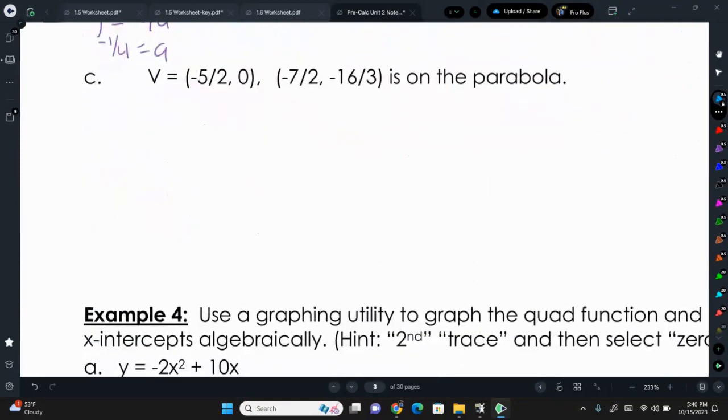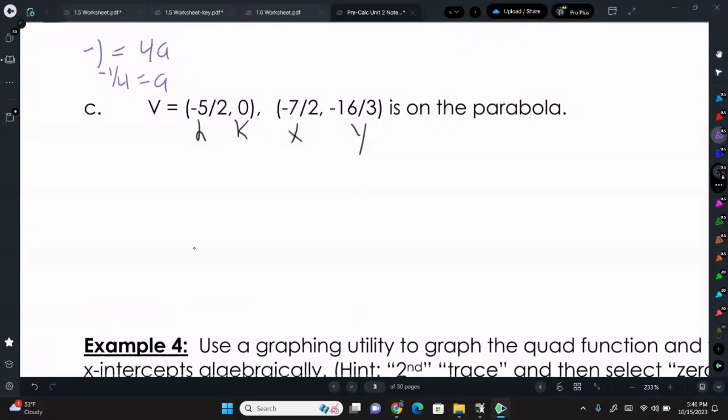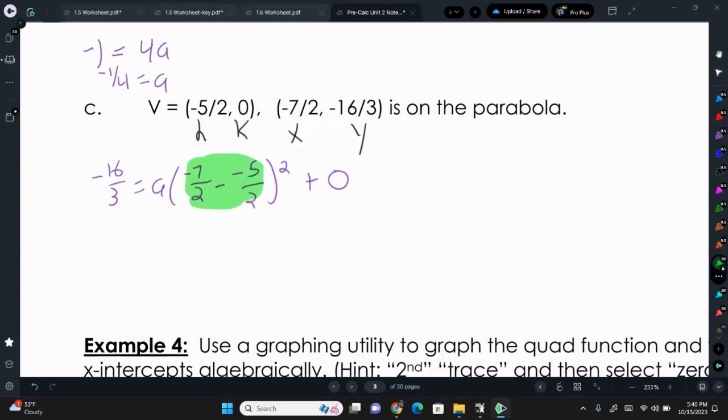Oh, this one has fractions. It's okay though. We can still do this one. Okay, we have our h and k, x, and y. So negative 16 over 3 equals a times negative 7 over 2 minus negative 5 over 2 squared plus our k value, which is 0. We have minus and negative, so we're really adding.